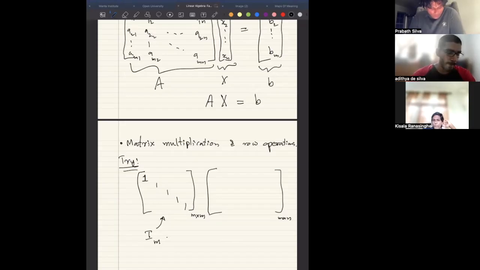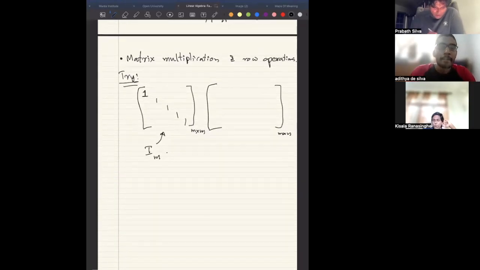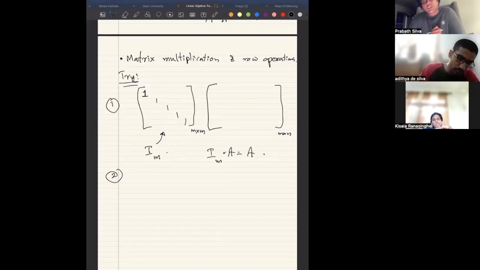So we know that if you multiply a matrix with the Im, you'll get back the same matrix. So Im times A would be equal to A, even when A is an m by n matrix rather than m by m. It will still give you the same matrix. Now, let's try out this.